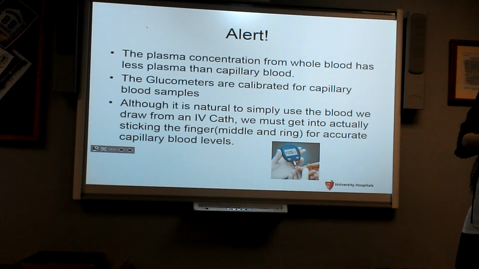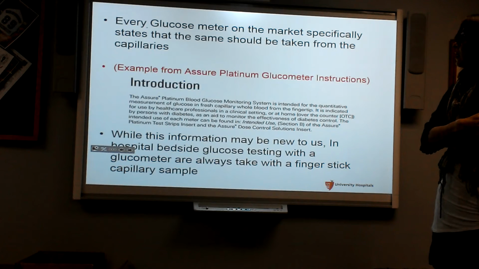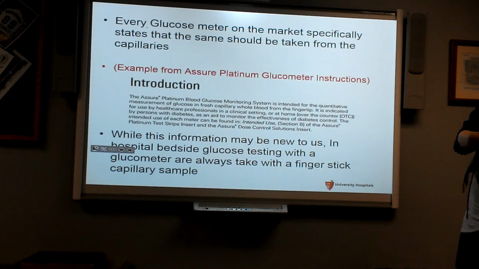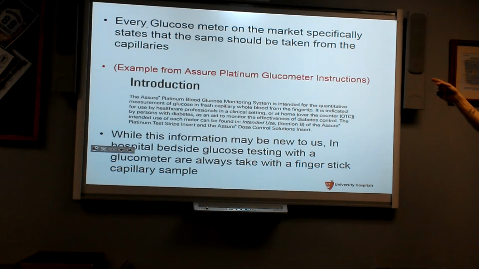Gonna bust the budget with lancets? No. And this is what we talked about, and this is actually from the glucometer instructions. This is what you were asking me.